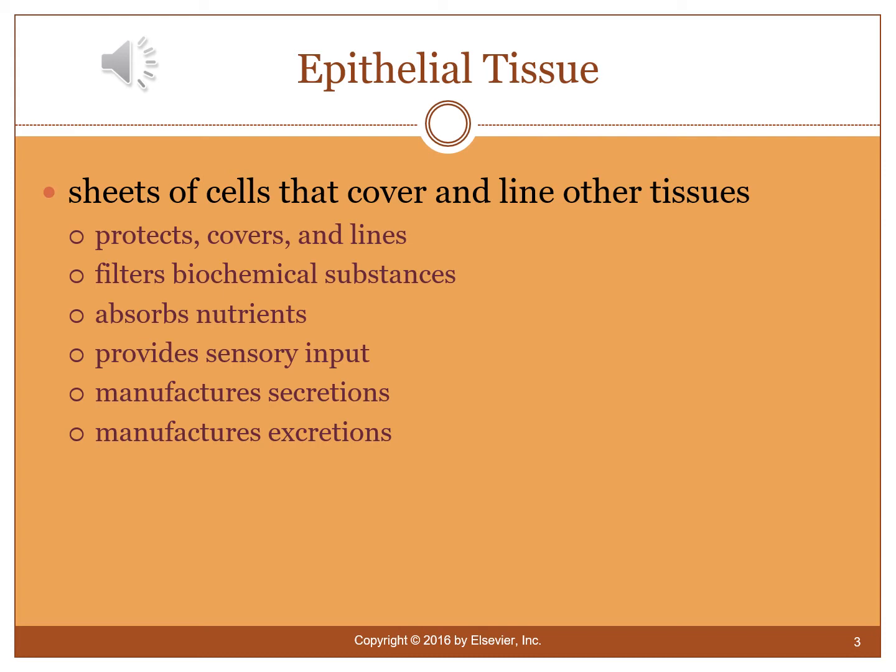So the six examples of functions for epithelial tissue are protect, cover, and line. So these are tissues that are protecting, covering, and lining other organs, such as the inside of intestines or the inside of the thorax, where they're covering the pleura and/or lungs.